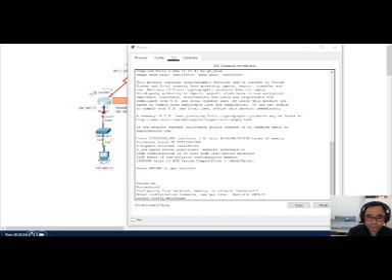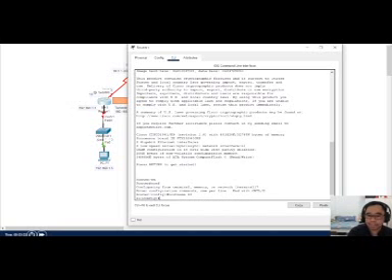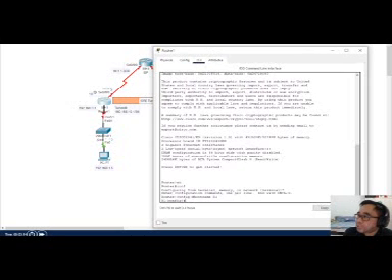Let's change it to R1. Okay, let's configure the IP address for this.